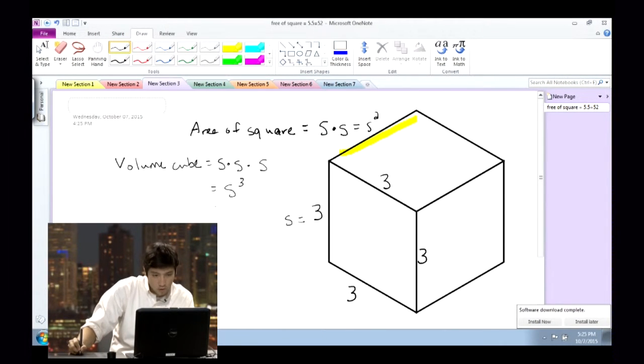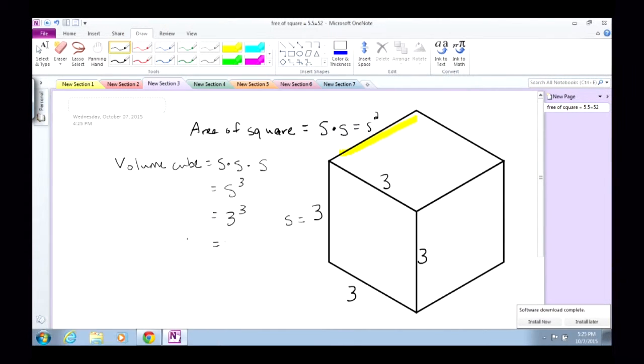So the volume of the cube for this one is going to be 3 cubed, which, if you don't know what that is off the top of your head, is 3 times 3 times 3. 3 times 3 is 9, times 3 is 27. If this were inches, this would be 27, and the units are really important in these types of problems. So, 27 inches cubed, because it has 3 dimensions.